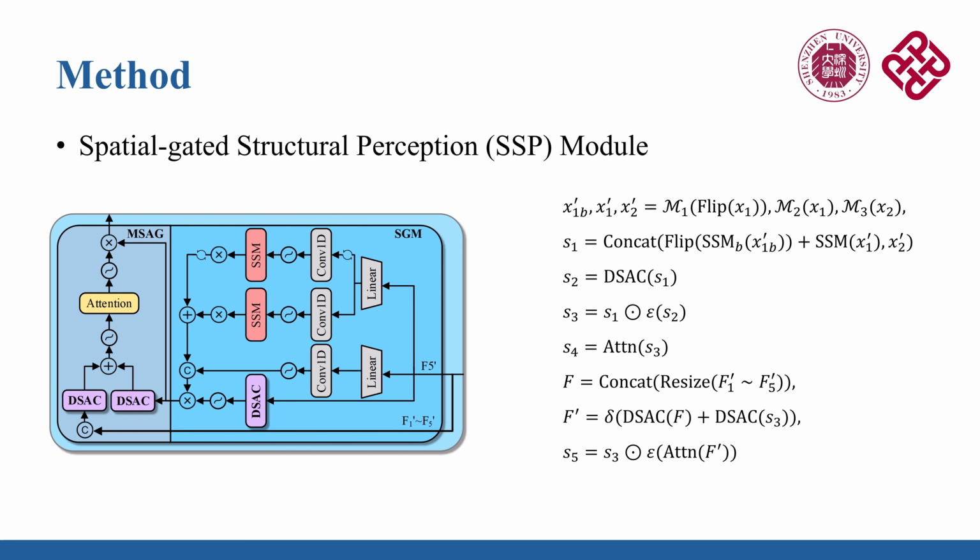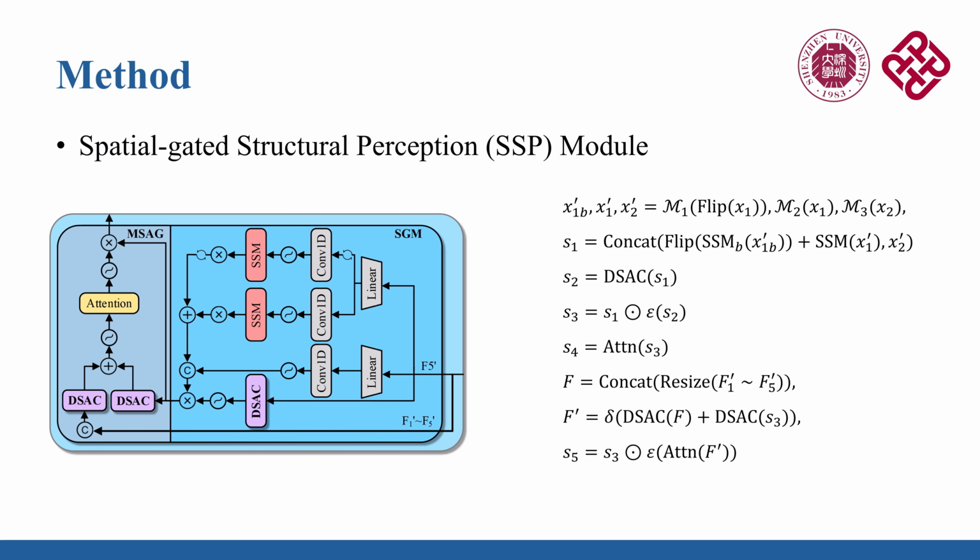We further propose the Spatial Gated Structural Perception Module, or SSP. Specifically, the SSP modules in the encoder mainly consist of two parts, SGM and self-attention. In SGM, the upper branch uses bidirectional Mamba to model long-range dependencies. The middle branch uses convolution to extract local features. And the lower branch uses DSAC to extract the spatial structural features of vessels.